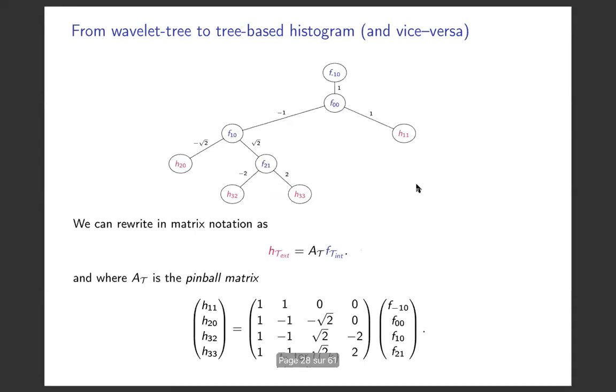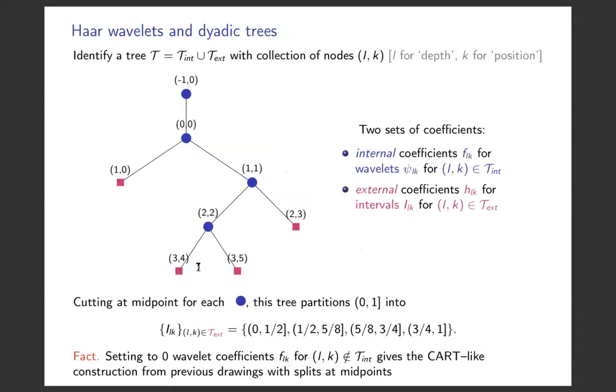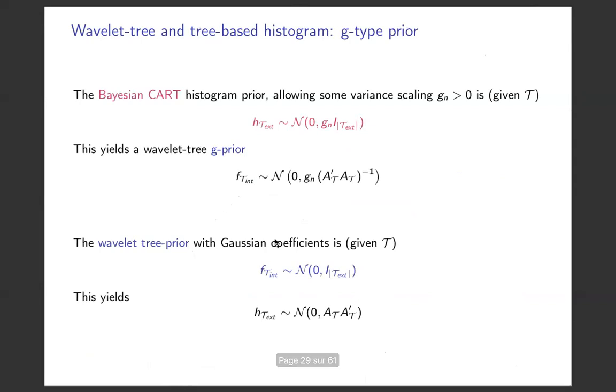And still equivalently, you get external wavelet coefficients for where you stop. Those correspond to the histogram heights, and the internal ones are for the wavelet coefficients. If I give you this tree, immediately you can build this dyadic partition of the unit interval. And in terms of wavelet coefficients, the tree just tells you that everything that is outside the inner nodes has wavelet coefficients 0.